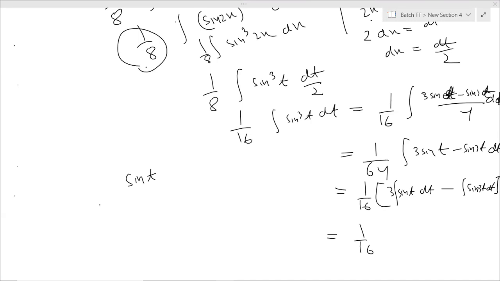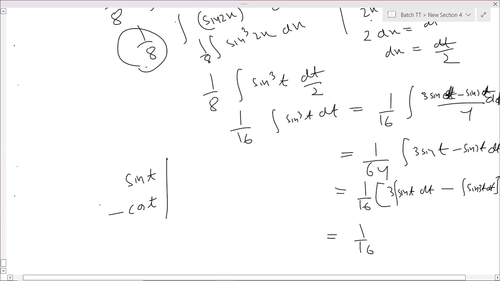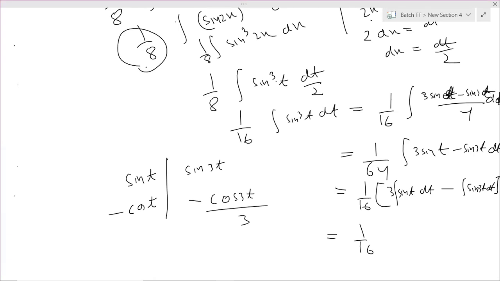Integration of sin t is minus cos t, right? Okay. So if you multiply this t with 3, can anybody tell me what this becomes? Integration? Aryan? Minus 3 cos t. No, you do not have to multiply, you have to divide, right? In integration, you divide by the constant. All right, Aryan? Yes, sir.